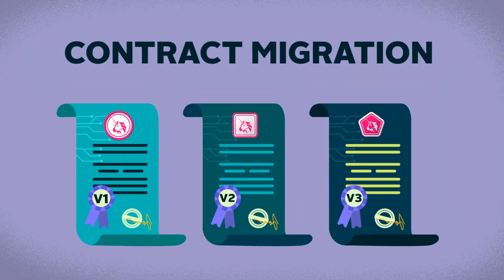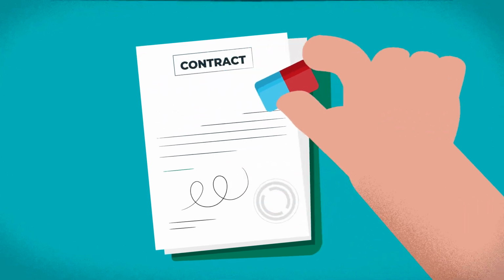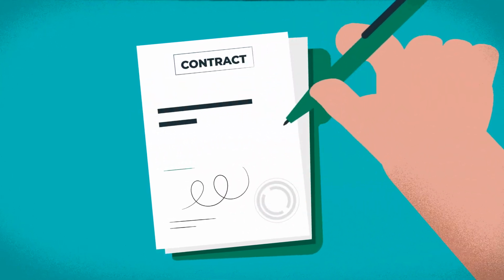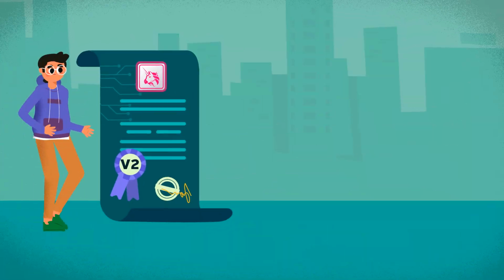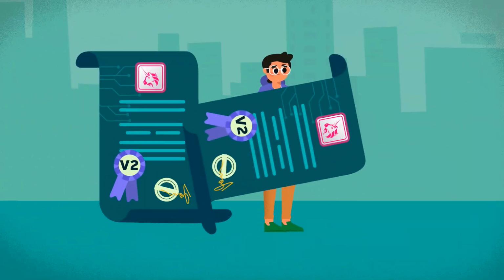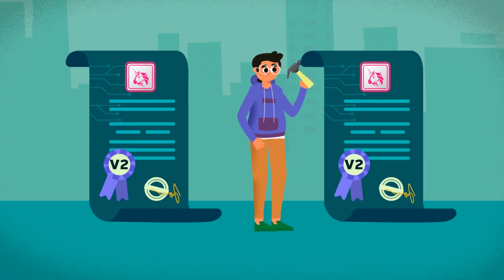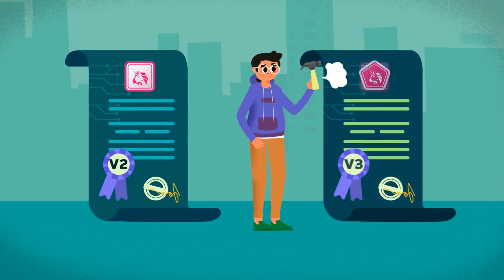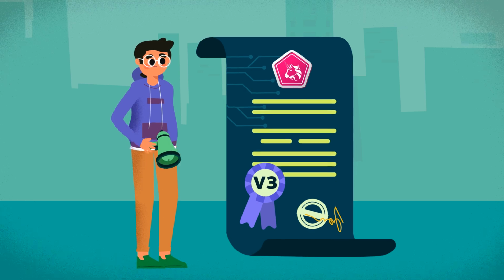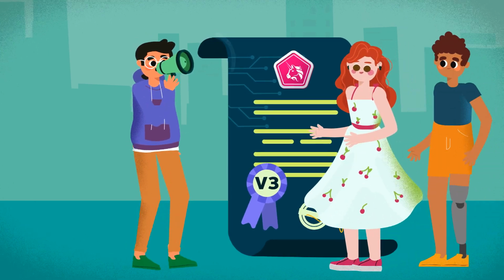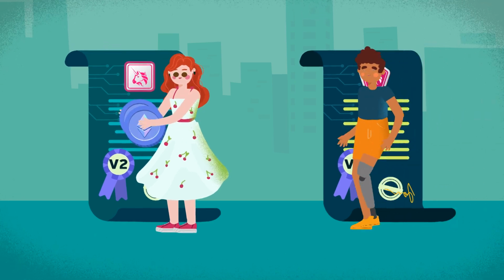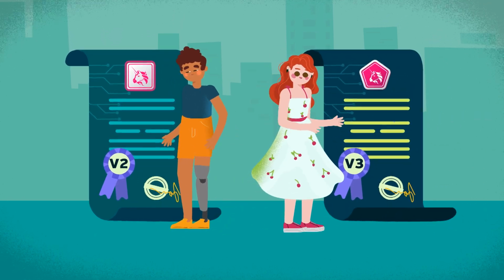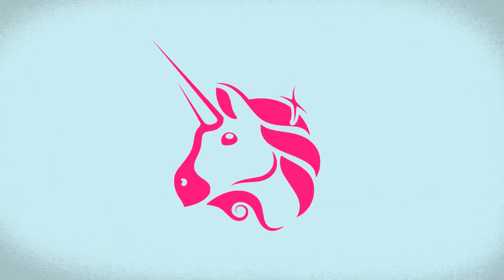aka contract migration. So, just as traditional contracts between two parties can be altered with mutual agreement, in the blockchain world, introducing major changes via a contract migration involves developers deploying a new smart contract and encouraging the user community to adopt it. This process requires users to actively withdraw funds from the original contract and engage with the new one. Take Uniswap, for example.